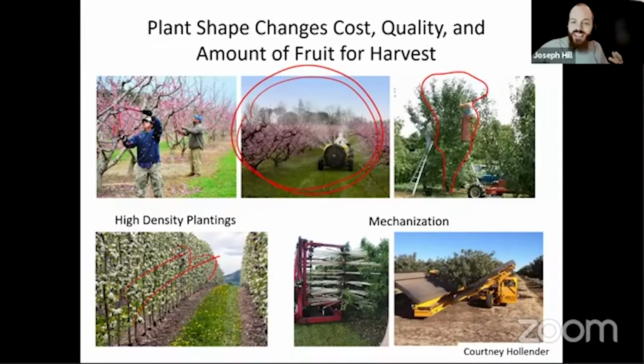But it also impacts photosynthesis. So you guys might know that plants make their own food from sunlight hitting the leaves. So the shape of the plant controls how much sunlight hits the leaves and thus how much food the plant is able to make. So shape is important there.